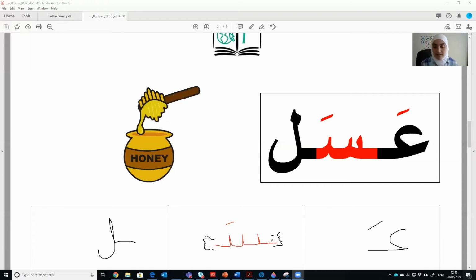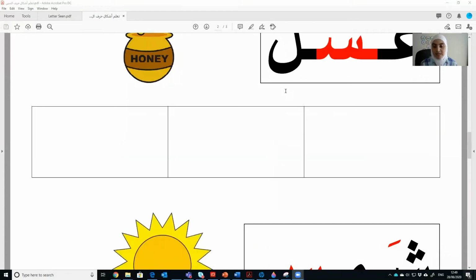Look, we start here. We go up. Yes. هذا حرف السين has 2 hands to connect with the letter before and also to connect with the letter after. Okay. Now let's see the last form of حرف السين.